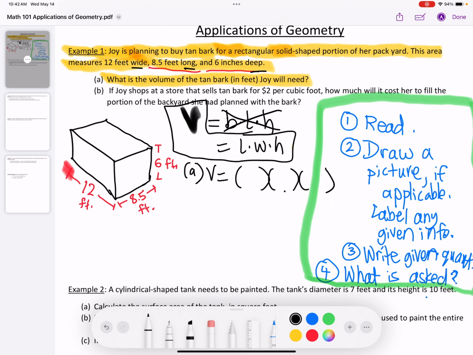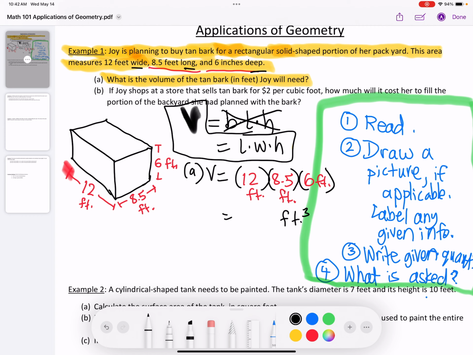I'm going to write all those three numbers we were given. 12 feet in one of them, doesn't matter what order, 8.5 feet in another, 6 feet. There we go. And then I've noticed the units: feet times feet times feet will be cubic feet, feet cubed, which makes sense for volume. That's what I should expect. That's a good thing. I must have chosen the right formula, right?